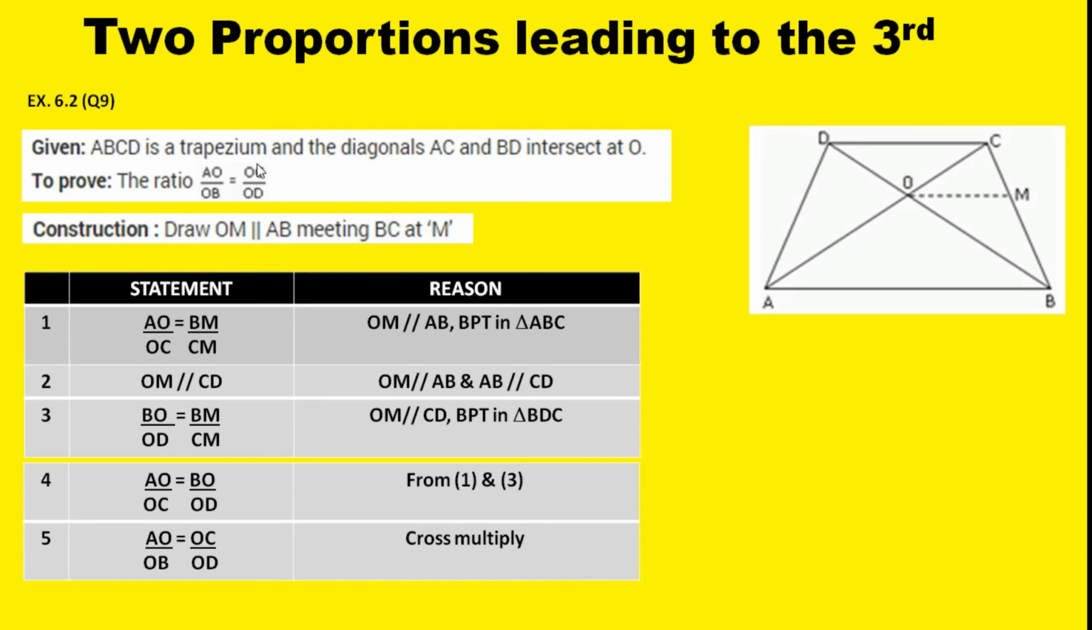However, if you notice this question, what we had to prove, it was OB in the denominator and OC in the numerator here. So we simply cross multiply these two. We just switch them, swap them diagonally. So BO comes here, OC goes there, and we are able to prove by cross multiply.